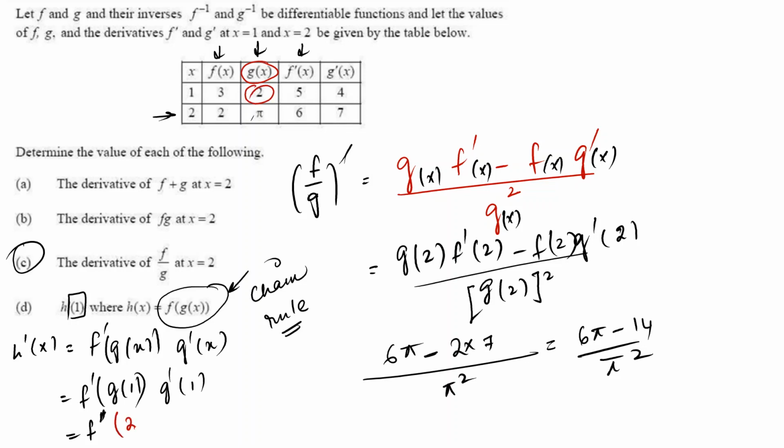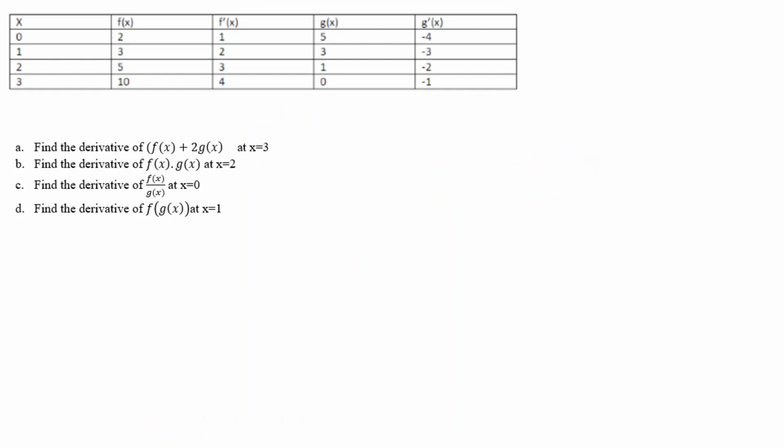f prime of 2. Now g prime of 1. So here g prime, and g prime of 1 is 4. Now what is f prime of 2 equal to? Because it is f prime of 2. So f prime of 2 is 6. So 6 times 4 gives us 24. So this is how we manage such questions. Look at the same kind of question. Try to solve this one.